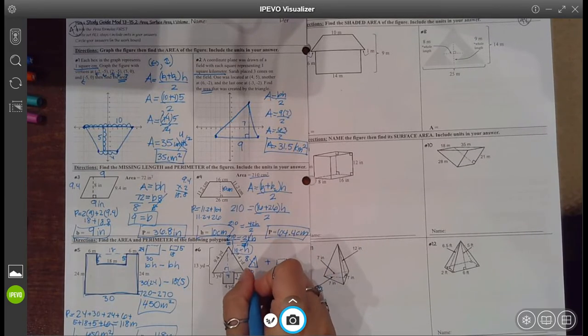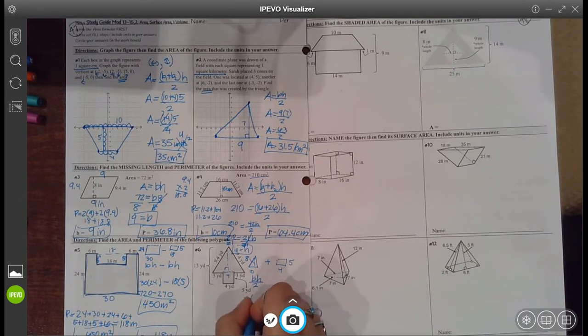And the formula for a triangle is base times height divided by 2. So 10 times 8 divided by 2, 80 divided by 2 is 40. And then plus your rectangle of base times height, so 4 times 5 is 20. And 40 plus 20 is 60. So your area is 60 yards squared.